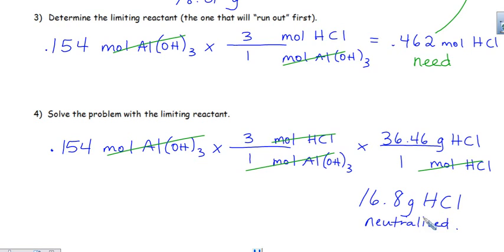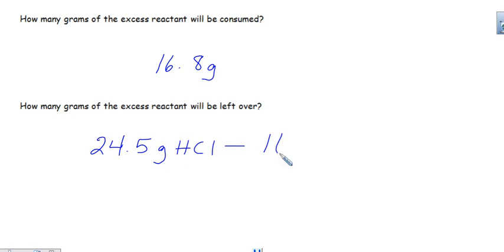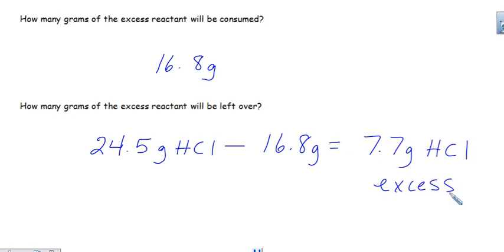Which now actually kind of answers this next question. How many grams of the excess are consumed? 16.8. And then for the final question, all we have to do is subtract. Originally, we had 24.5 grams, but we're only going to react 16.8 grams. So then we subtract to get the amount excess, about 17.7 grams excess, or left over.